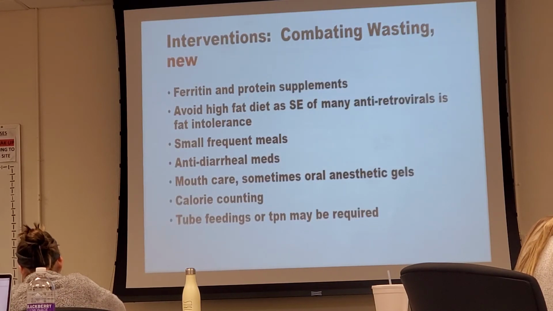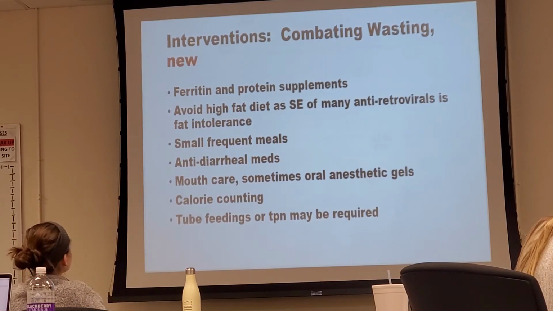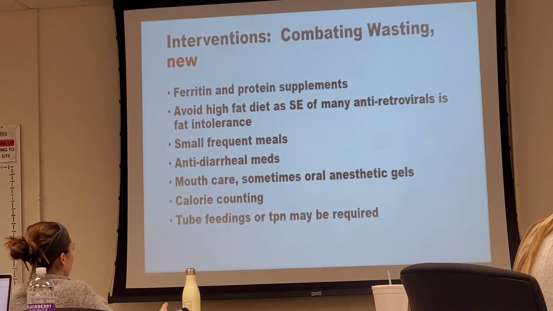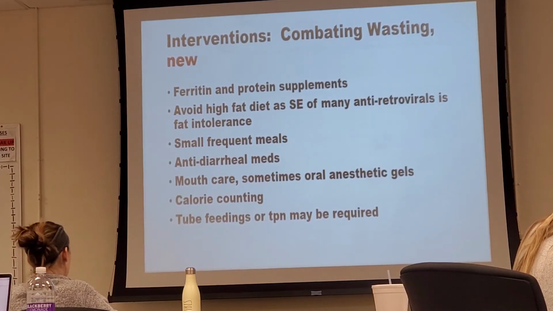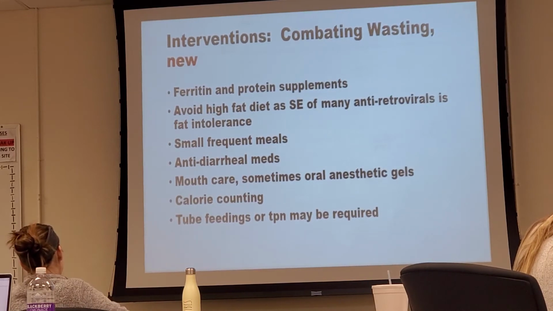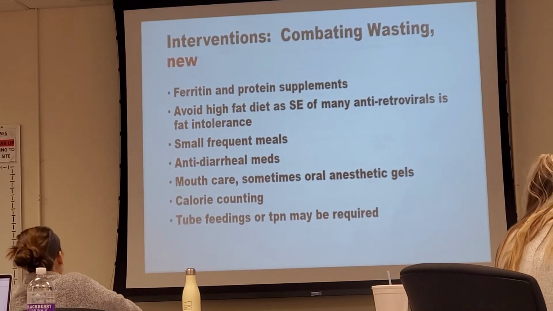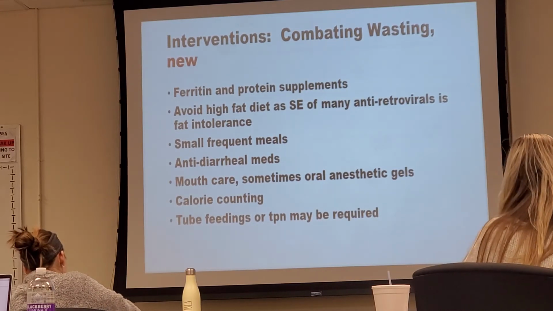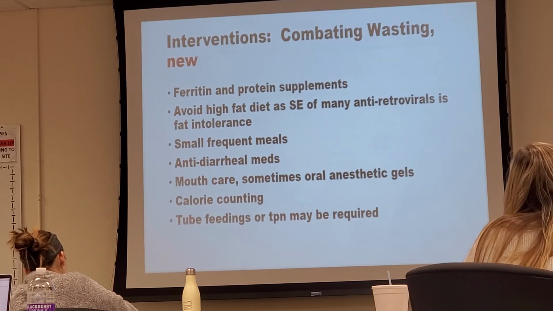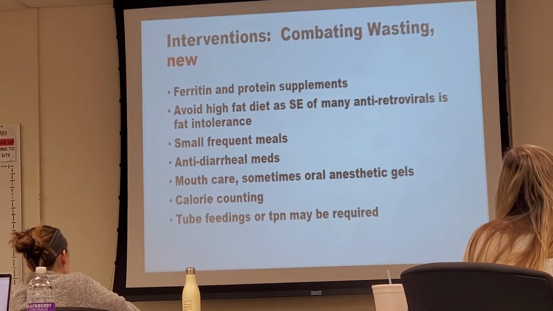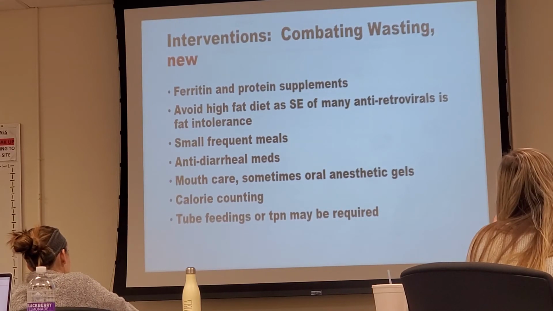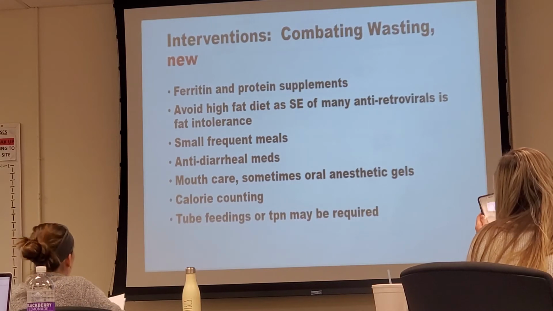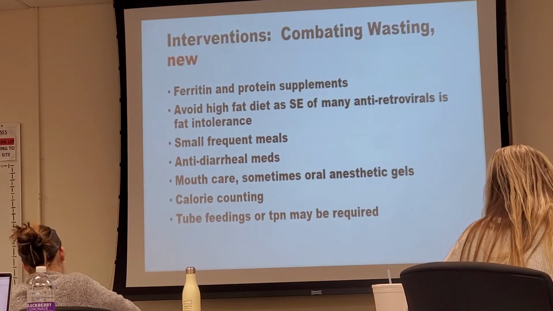There's maybe one more. So, some of the things that might be done is adding supplements. If they're anemic, of course, you're going to do some iron supplements. Avoiding a high-fat diet, because that may make the diarrhea worse if they're having diarrhea. Small frequent meals, medications to combat diarrhea, of course, if it's there. Some mouth care, sometimes there are anesthetic gels that people can use to decrease the discomfort in their mouth so that they can eat.